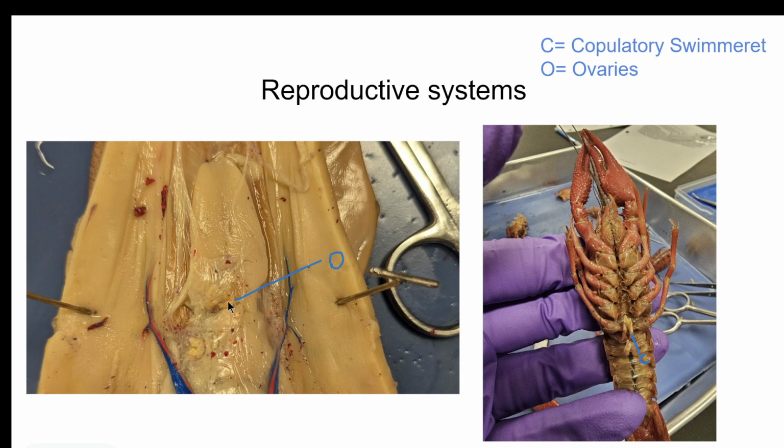For the crayfish, reproduction happens when the male releases sperm from his copulatory swimmeret and into the female seminal receptacle. Fertilization happens within the female seminal receptacle, and gestation happens within the eggs that are laid within the female swimmerets, which are located in her abdomen.